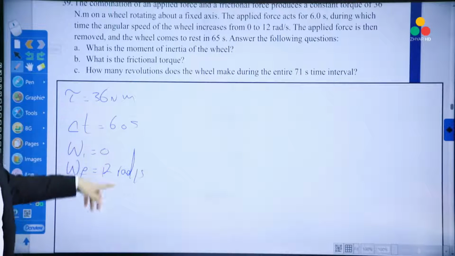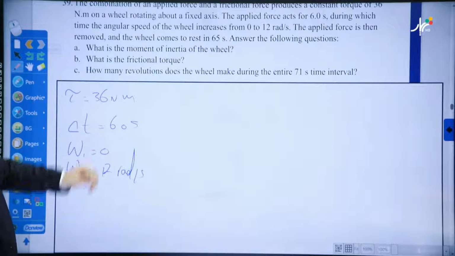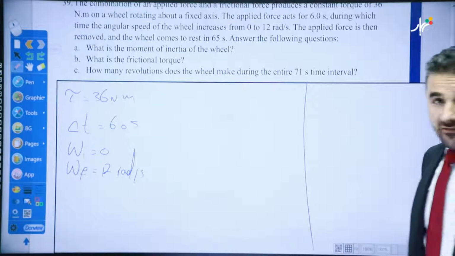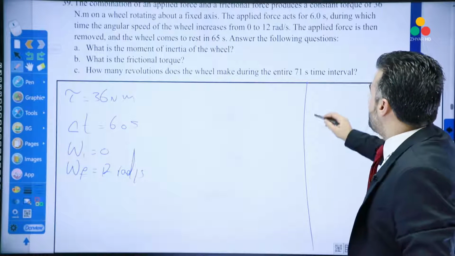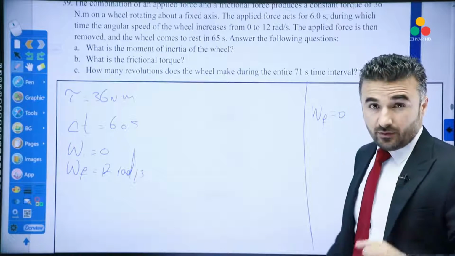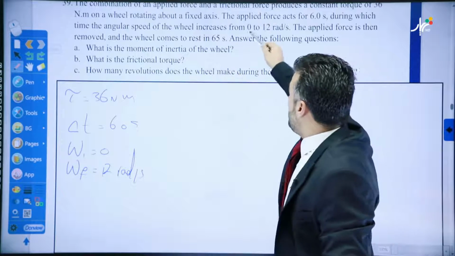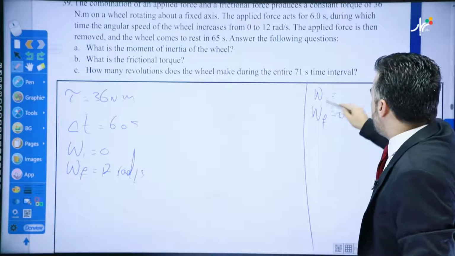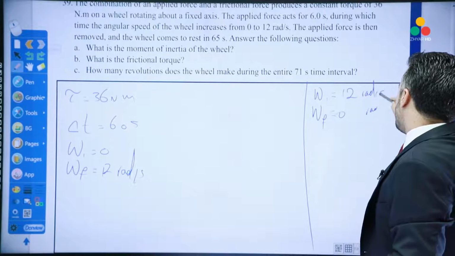So we can call this one speeding up. And the next thing says the applied force is then removed and the wheel comes to rest. Remember, whenever the applied force is removed, it's going to slow down because of friction. When it comes to rest, the final angular speed will be 0. But what about the initial angular speed? It was speeding up to 12, and from 12 it starts to slow down. So 12 is the initial angular speed, in radian per second.